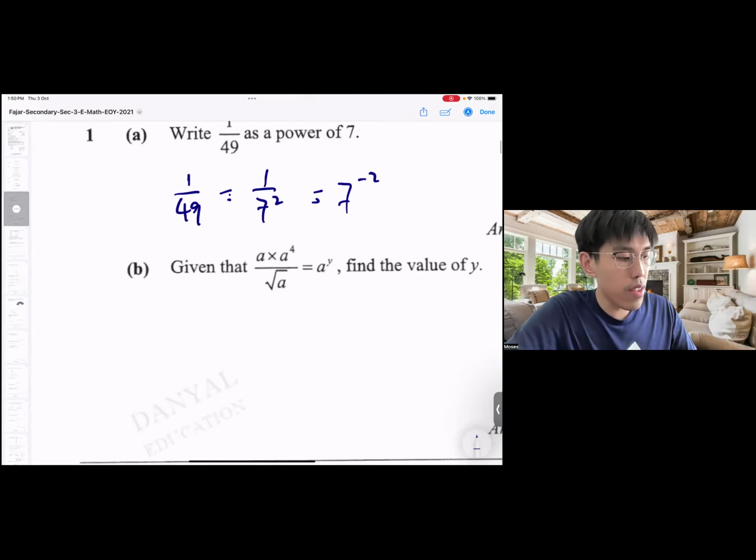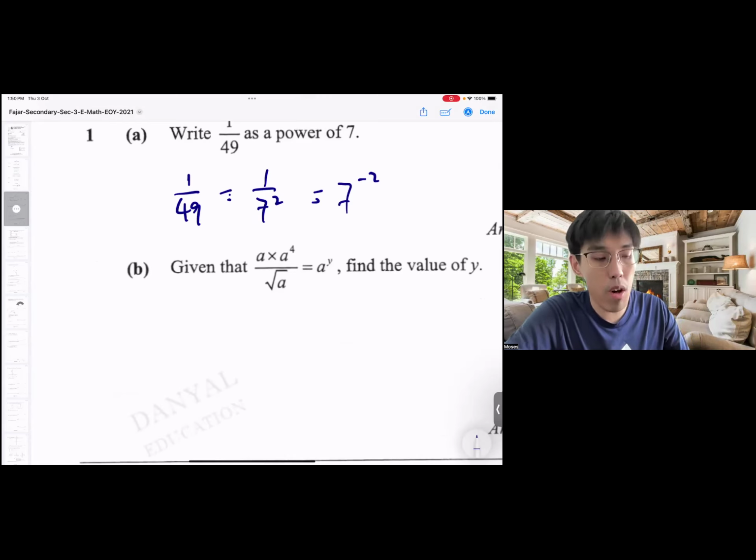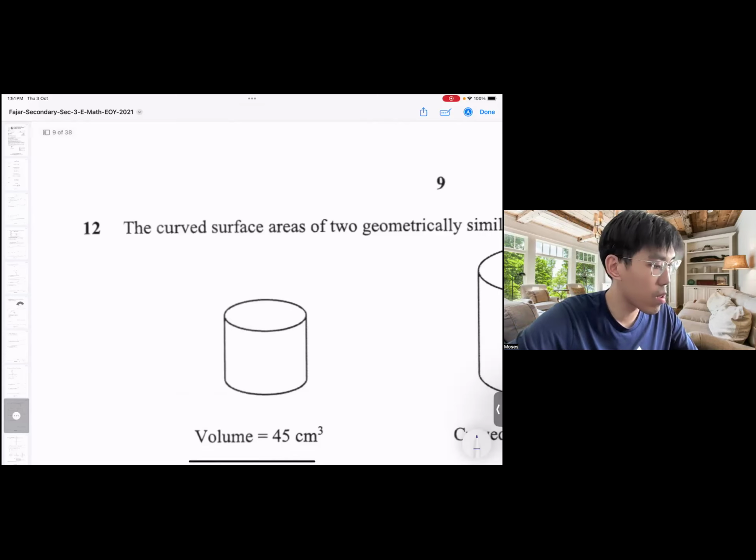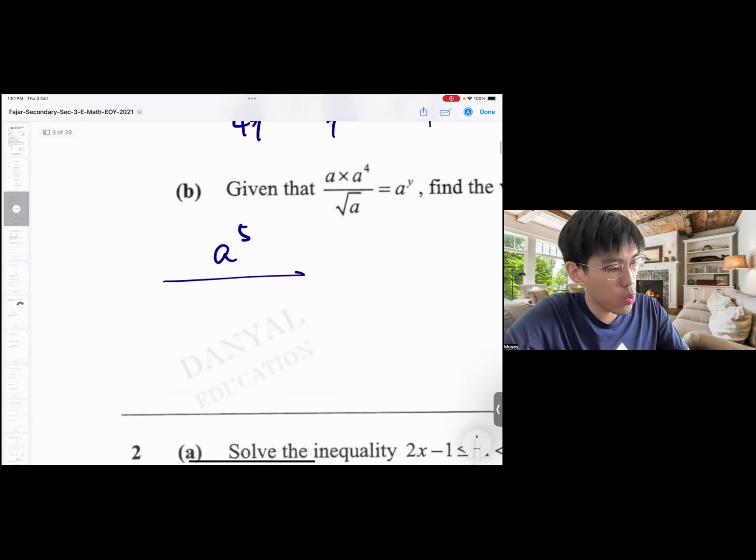Okay, next. Given that a times a to the power of 4 over square root a equals a to the power of y, find the value of y. Okay, so quite straightforward lah. When it comes to indices, if the terms multiply, the powers will add up. So it will get a to the power of 5 over square root of a.